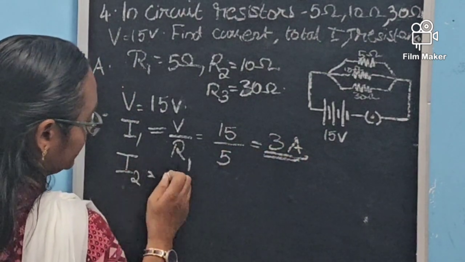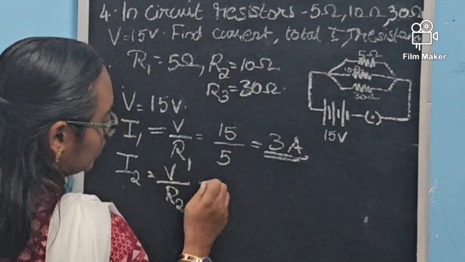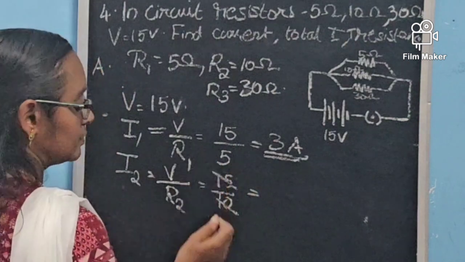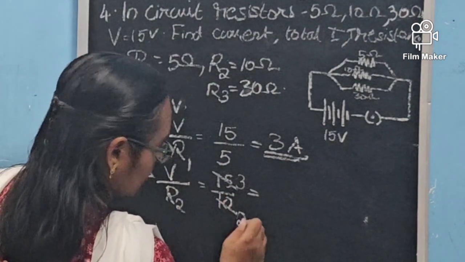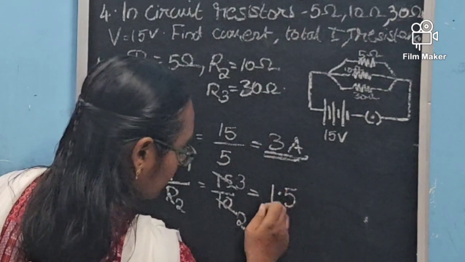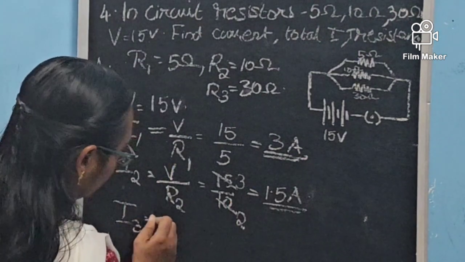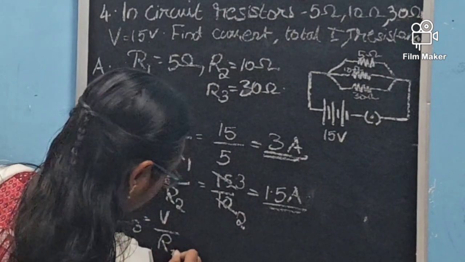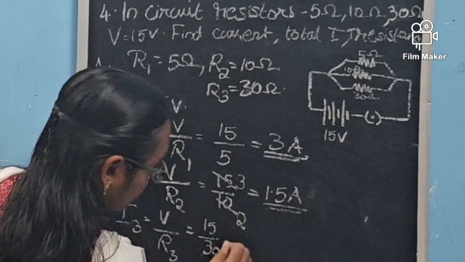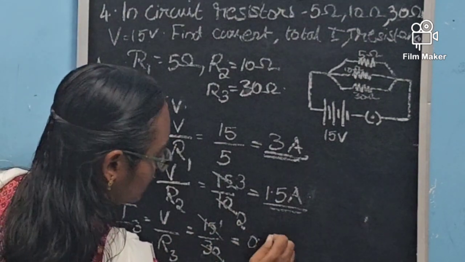I2, V is common for everything. R2 is equal to 15 divided by 10 is equal to what? 3 by 2 means 1.5. And I3 is what? I3 is equal to V by R3, is equal to 15 divided by 30, cancel 1 by 2, 0.5 amp.